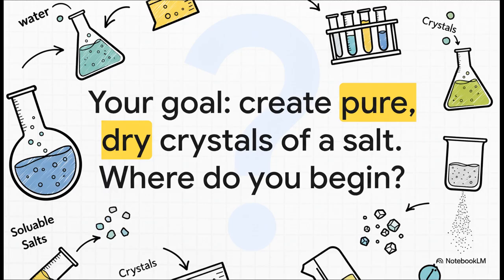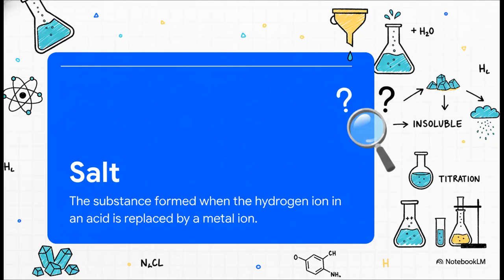But it is not guesswork. There's a logical process, a decision map that pretty much every chemist follows. First things first, let's make sure we're all on the same page. When we say salt, we're not just talking about the stuff you put on your food. In chemistry, a salt is what you get when an acid reacts with a base or a metal. You see, the metal ion basically kicks out the hydrogen from the acid, and boom, you've got a salt.